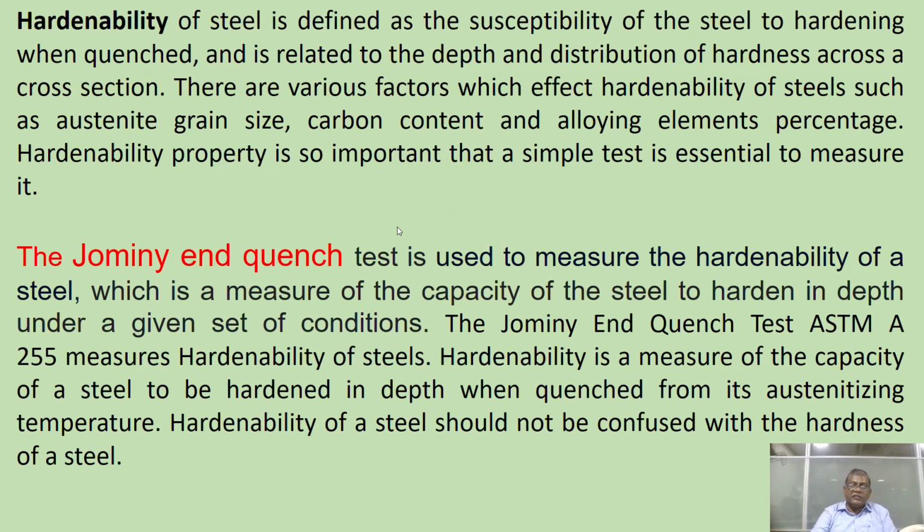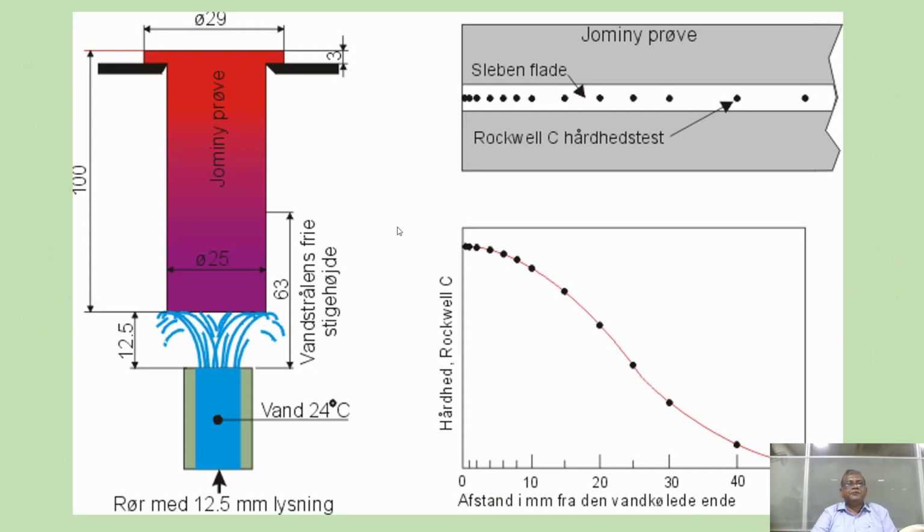The Jominy end quench test is conducted as per ASTM A255. There is a standard, and we have to conduct the test according to this ASTM standard. Here you can see the sample, whose dimensions are given. First you heat the sample and place it in this stand. Then you cool it, and after that you take the sample out. You grind this portion, and then you measure the hardness.